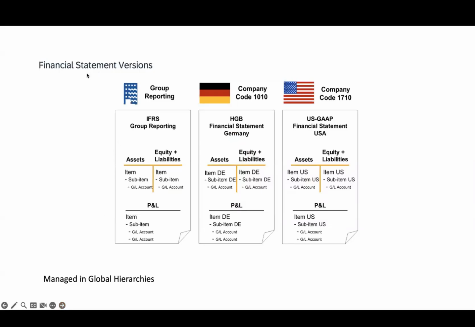And then we have financial statement versions, and that's working with our parallel accounting concept, in that we can produce our reports compliant in different areas. So we've got group reporting, which is IFRS, and maybe we're doing that out of the 0L ledger, and then for company code 1010, we might be running that out of something like 2L and then 3L. So different ledgers support different group reporting concepts.